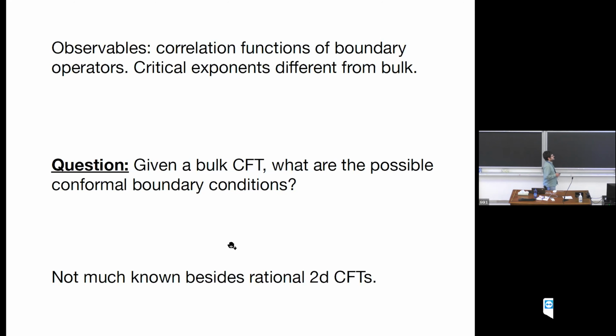So the central question in this kind of problem, one very interesting classification problem that arises, is: if I give you a certain bulk conformal field theory, what are the possible conformal boundary conditions? And this is a very hard question, and I will not solve it at the end of this talk, and indeed we don't know much about this question except the case of two-dimensional rational conformal field theories.